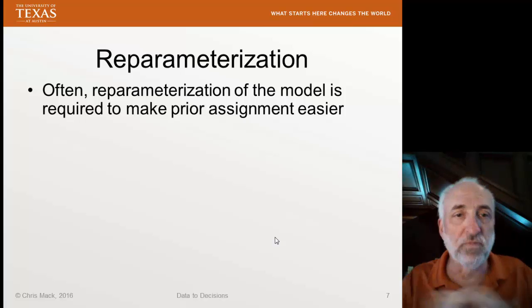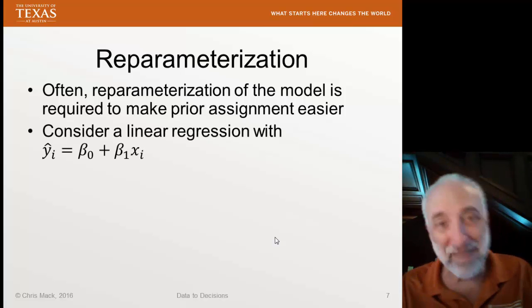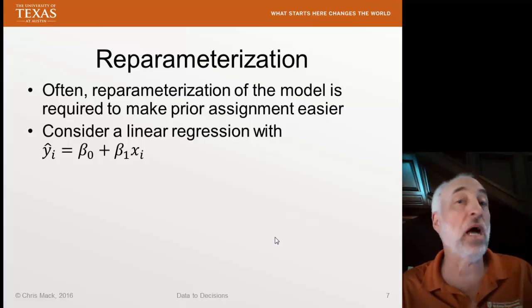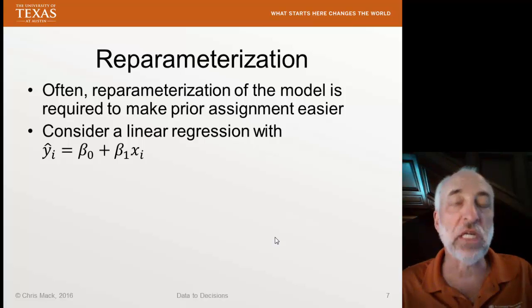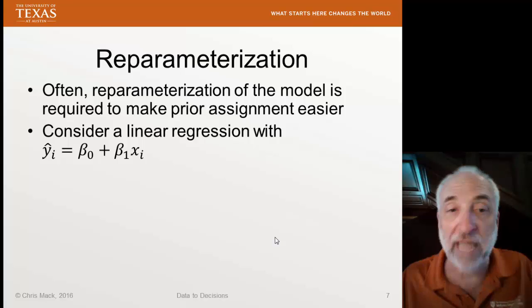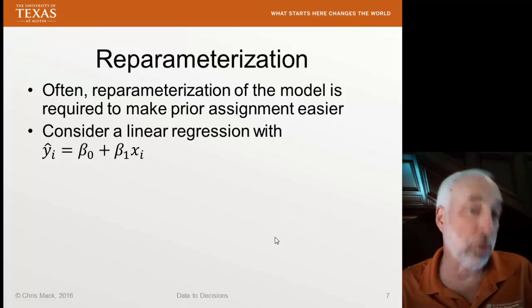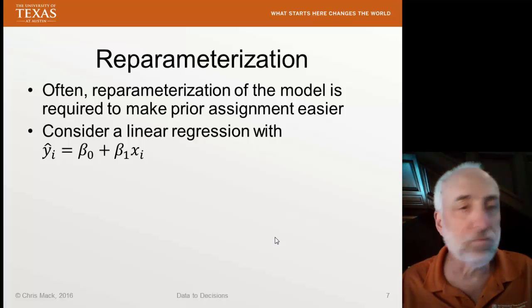Let me give you an example. Suppose I have a linear regression with a straight line, right? The simplest model you can imagine. Maybe I'm trying to model the viscosity of water as some function of temperature. So xi is a function of the temperature, and I want to model the viscosity. What's the meaning of beta 0 then?